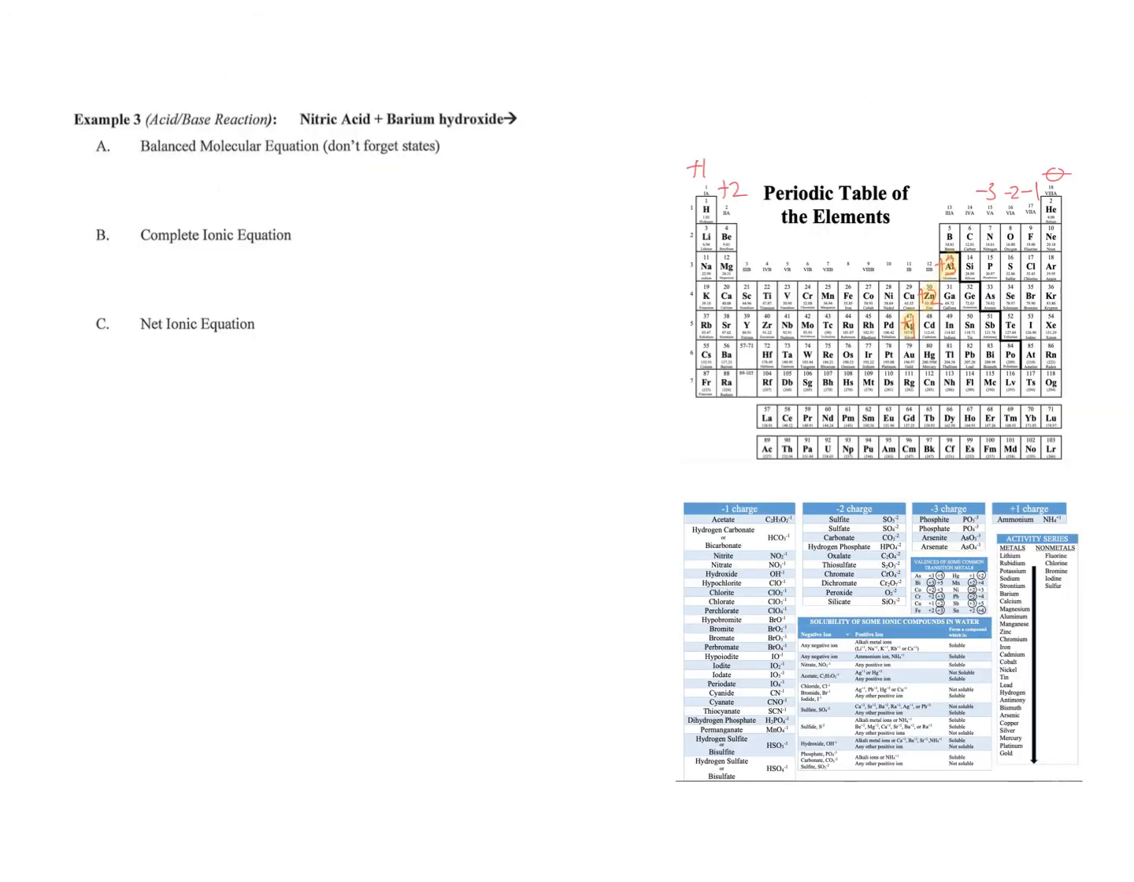All right, example 3 is a reaction between nitric acid and barium hydroxide. So acids have to start with H. Ic came from ate, which is called nitrate, which is NO3 negative 1. So my formula for nitric acid is HNO3. Barium hydroxide is Ba plus 2. Hydroxide is a polyatomic OH negative 1. So to keep things balanced within my compound, it's Ba(OH)2.